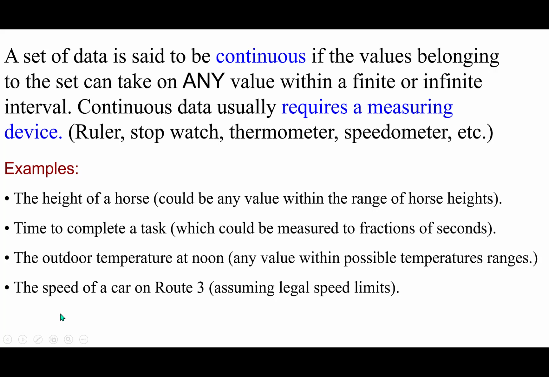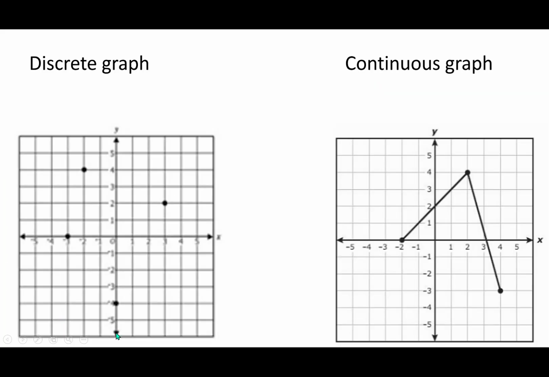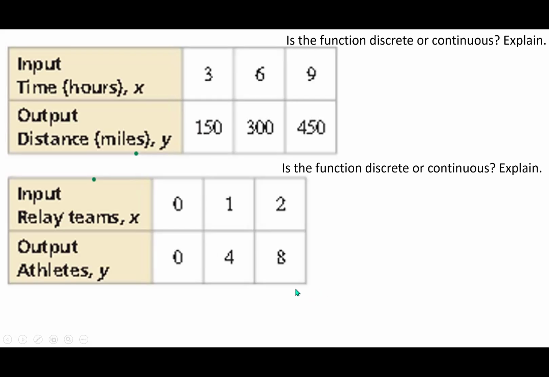Okay, so as I've touched on briefly, remember discrete is just a specific set of points on a graph, and continuous is connected by a line of some sort. So let's look at a table. When we're looking at a table, unless they give me specific things that my input is, then I'm going to assume it is discrete.